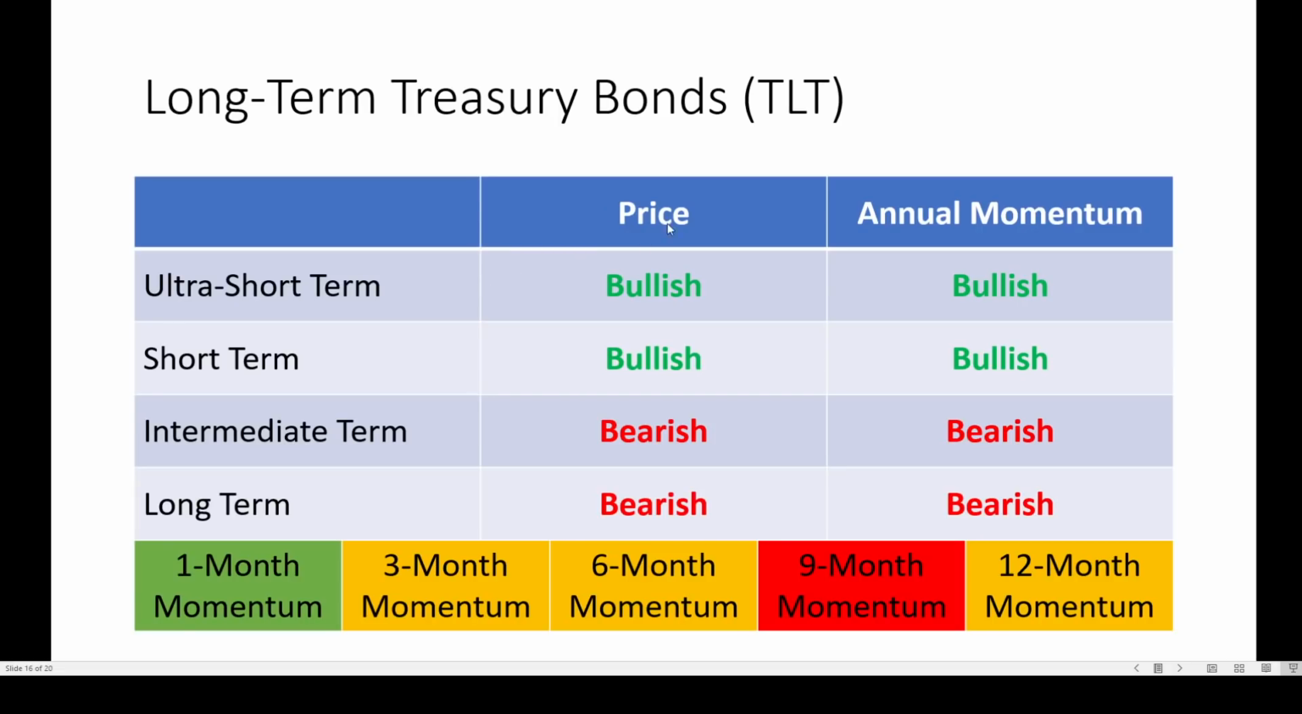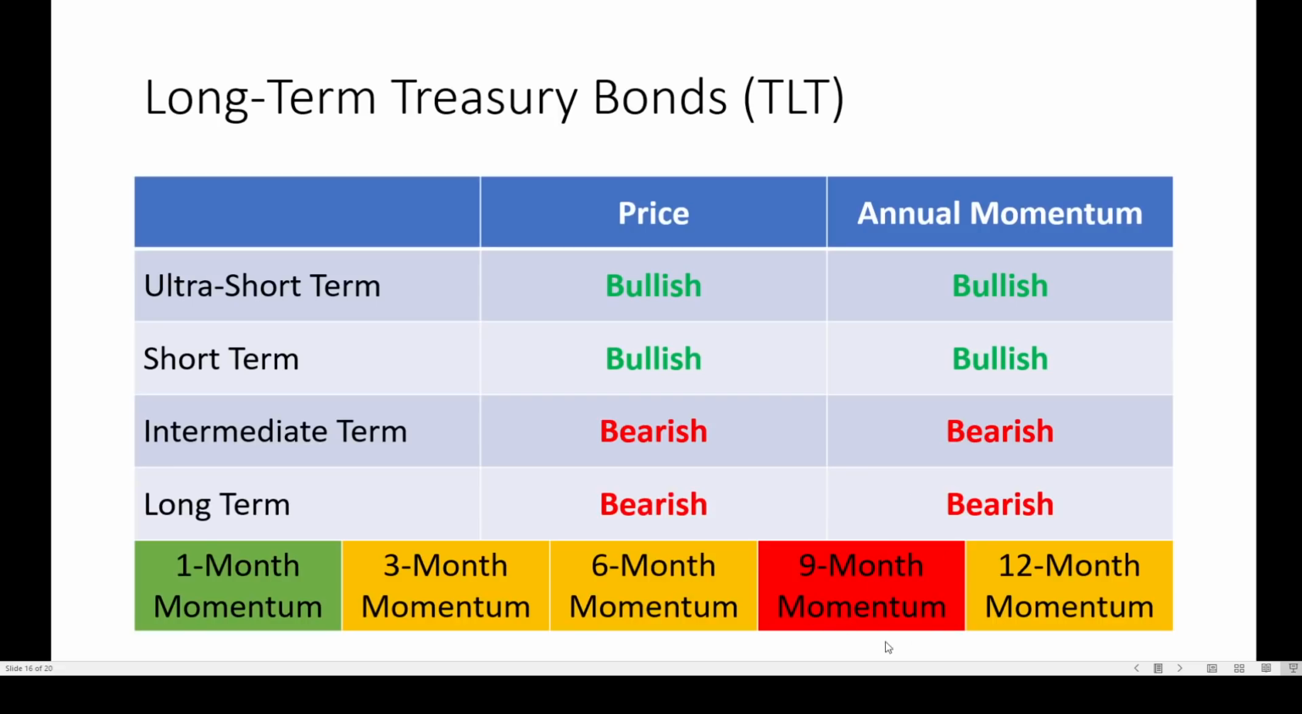So no change on the price and annual momentum. Ultra short term, bullish across the board. Intermediate, long term, bearish across the board. Those will take longer. But when you're looking at something that was, remember, all red not long ago, this is a positive sign. And down here, 1 month momentum's green. 3 and 6 month are negative and rising.